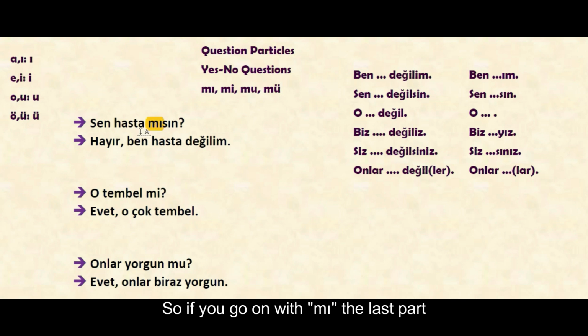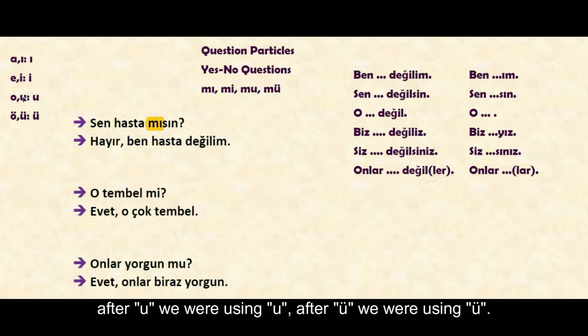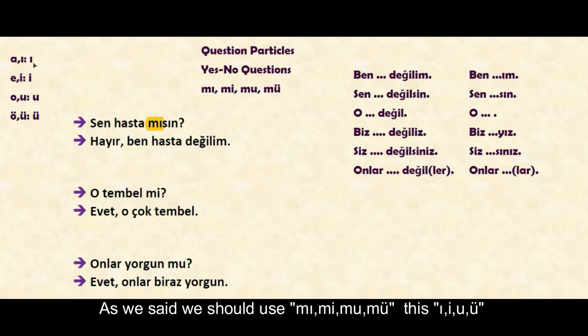So if you go on with m, the last part will be also again, because of this, as we said, we should use m, mi, mu, mü, this u.